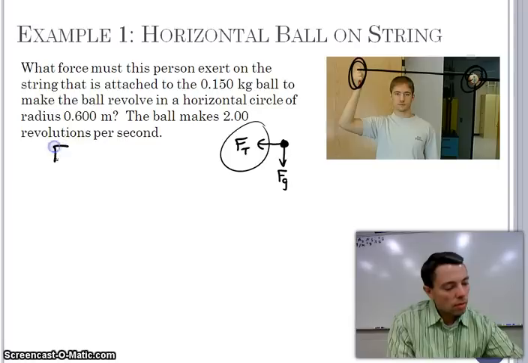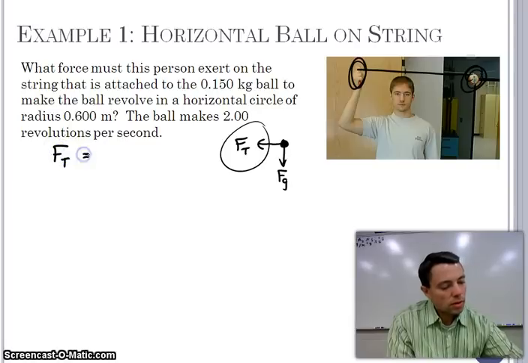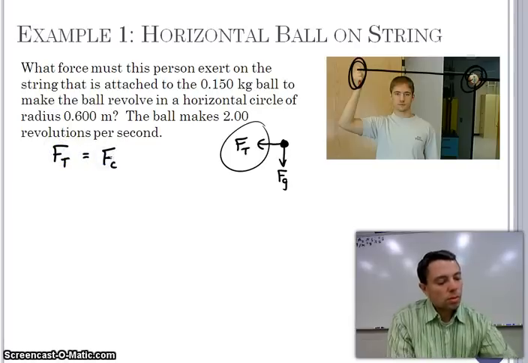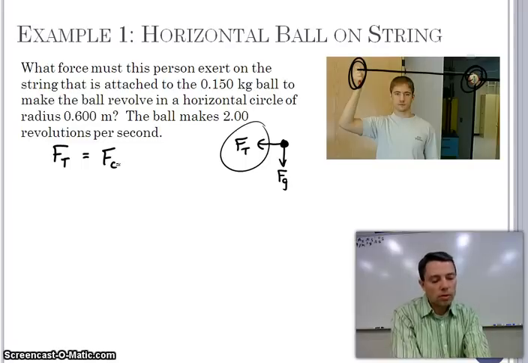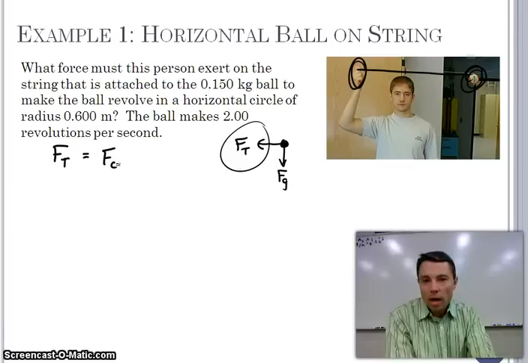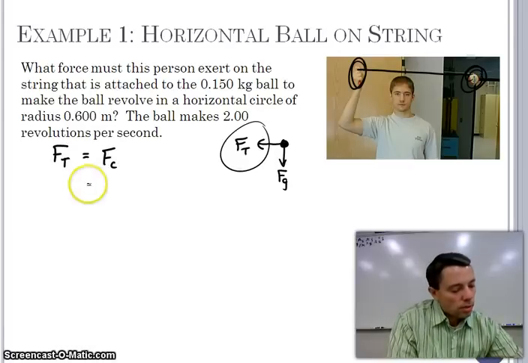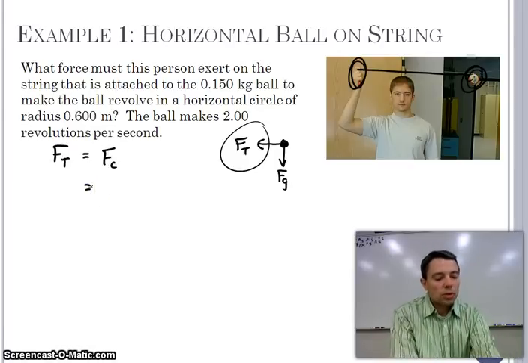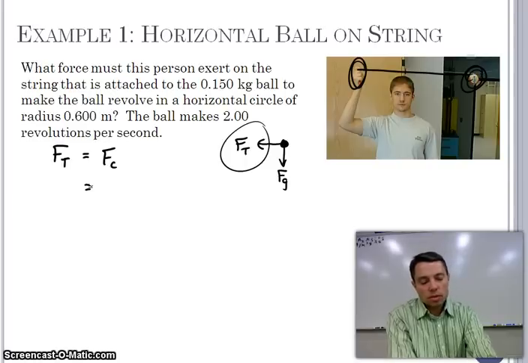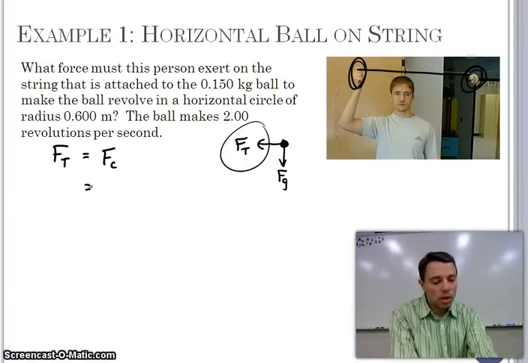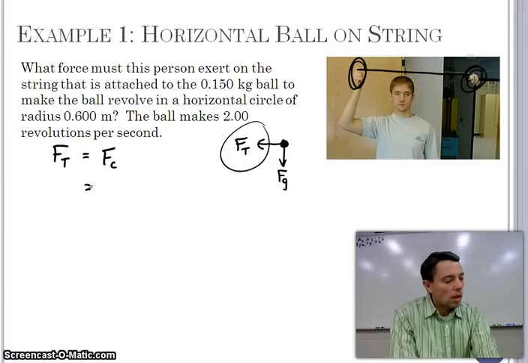So that's kind of our key thing as we look at this. The tension force is equal to the centripetal force, because the centripetal force is like a net force. We always used to put net force, and then we would replace the net force with MA. In this case, we're going to replace our force with one of our two formulas, either M times the tangential speed squared divided by the radius, or M times R times angular speed squared.